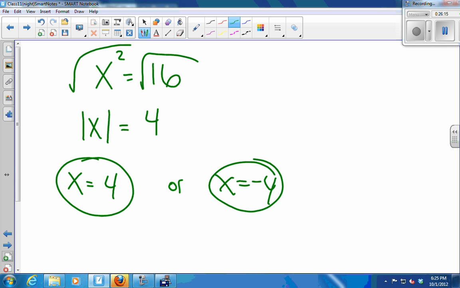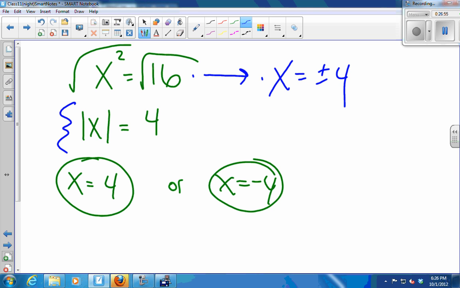So that's where the plus or minus comes from. We just do this so often that we usually skip the absolute value step. We write the square root, and then we just say x equals plus or minus 4. But when we skip that, when we go right from here to here, you have to keep in mind that you're skipping this step of the absolute value of x.